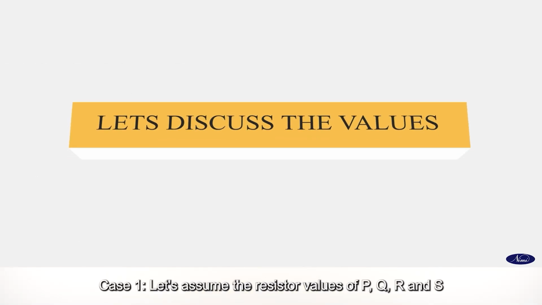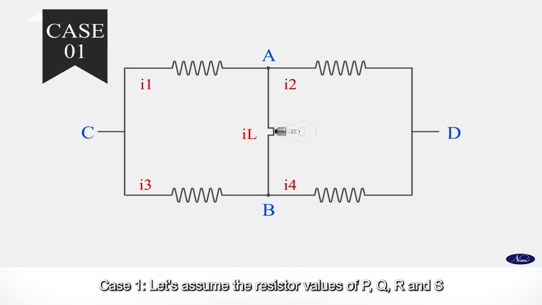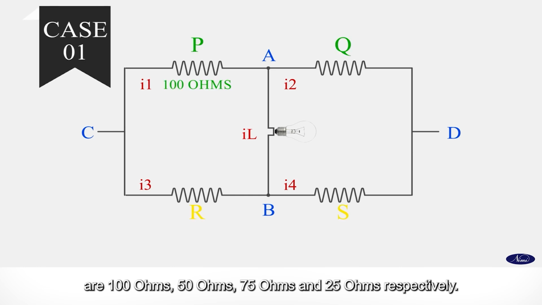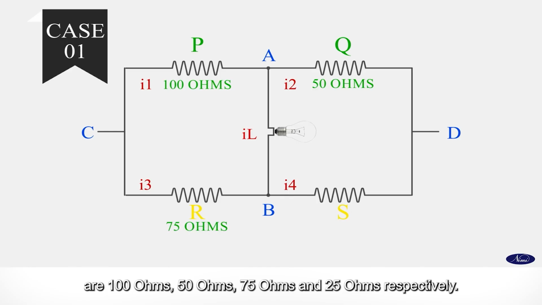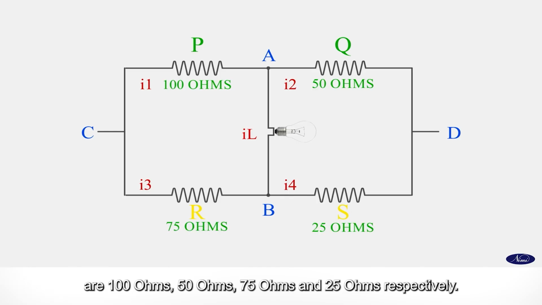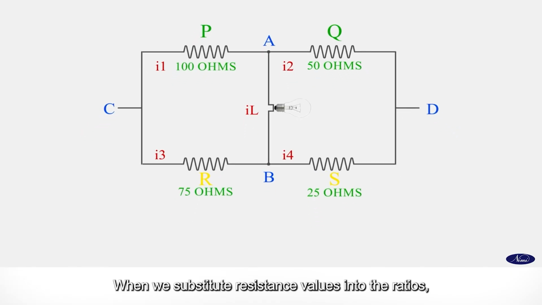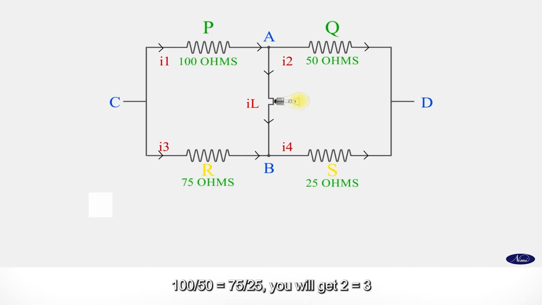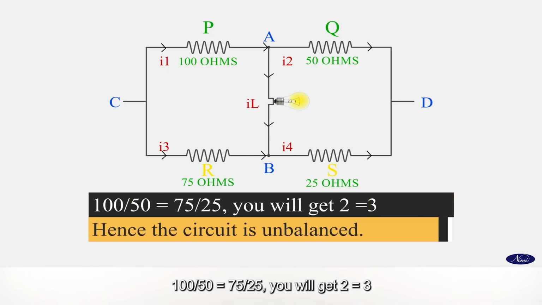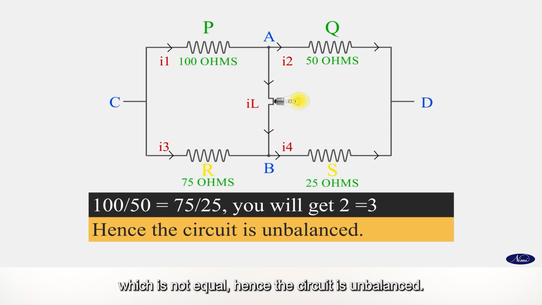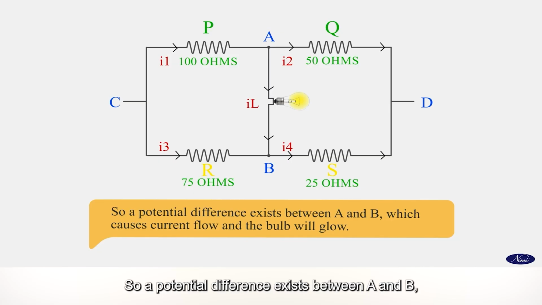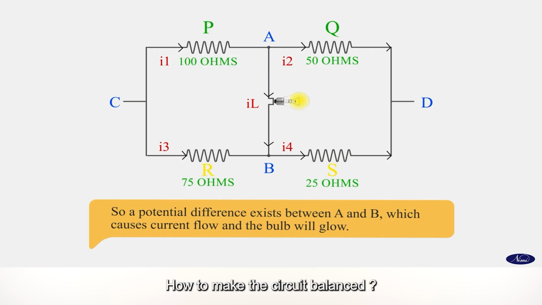Let's discuss the values. Case 1. Let's assume the resistor values of P, Q, R and S are 100 ohms, 50 ohms, 75 ohms and 25 ohms respectively. When we substitute resistance values into the ratios 100 upon 50 equal to 75 upon 25, you will get 2 equal to 3, which is not equal, hence the circuit is unbalanced. So a potential difference exists between A and B, which causes current flow and the bulb will glow.